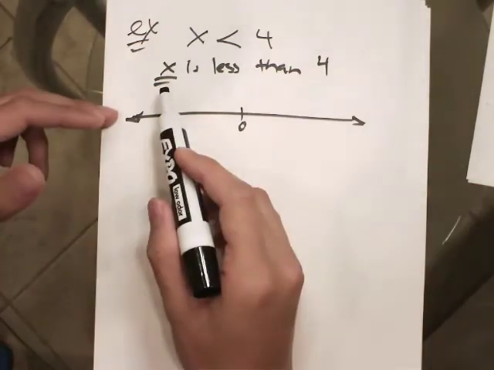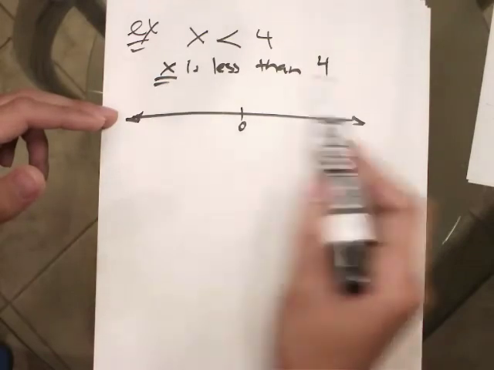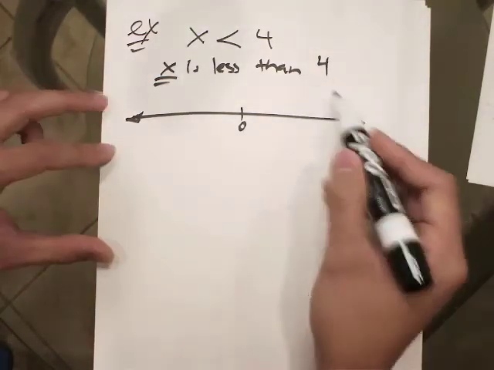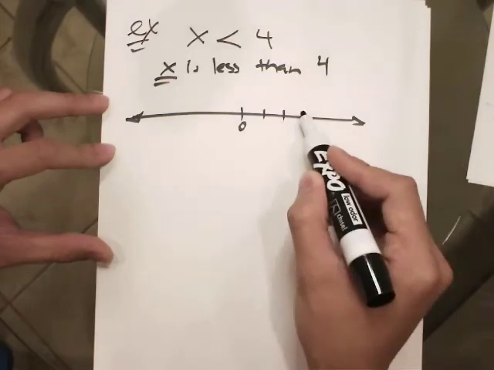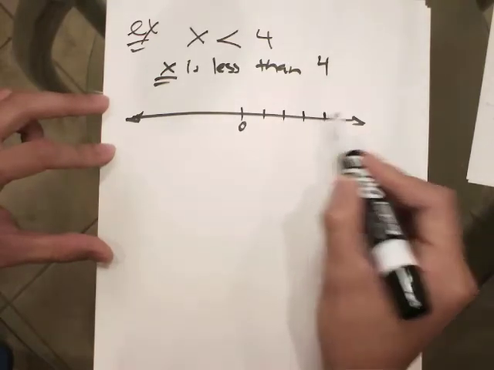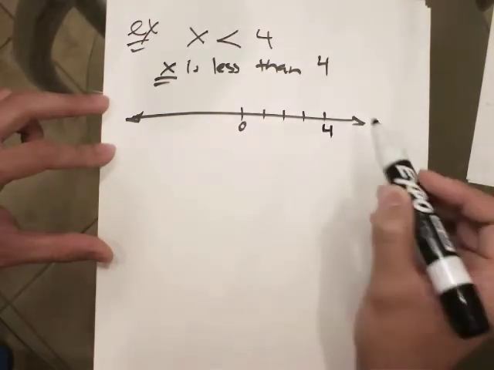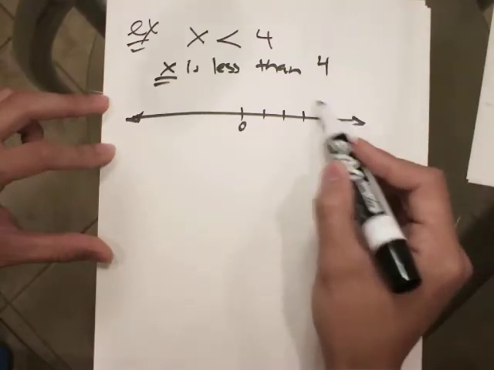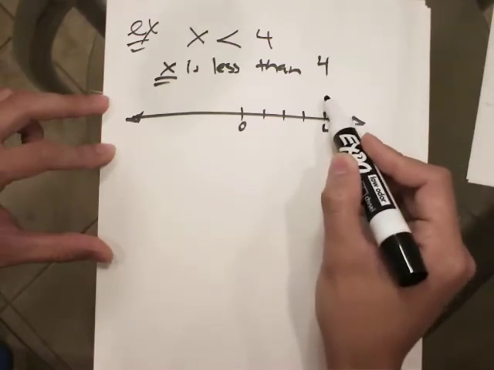We know that we're looking for any number that is less than 4, so anything that's less than 4. Well, let's locate 4. Where is 4? 4 is on the right-hand side of 0, 4 units away to the right-hand side, so here's 4. And we know that anything less than 4, well, let's locate 4 right there.